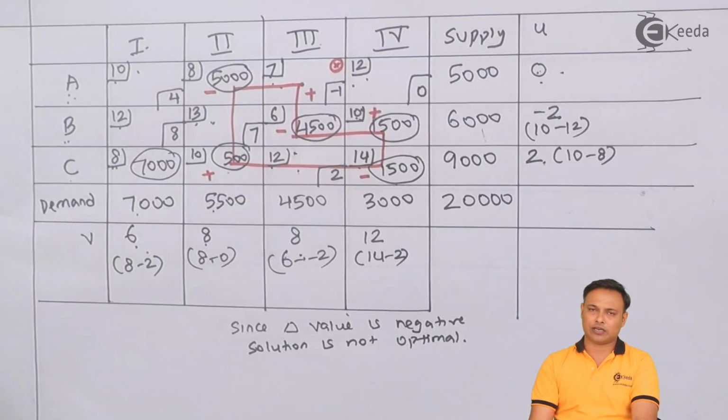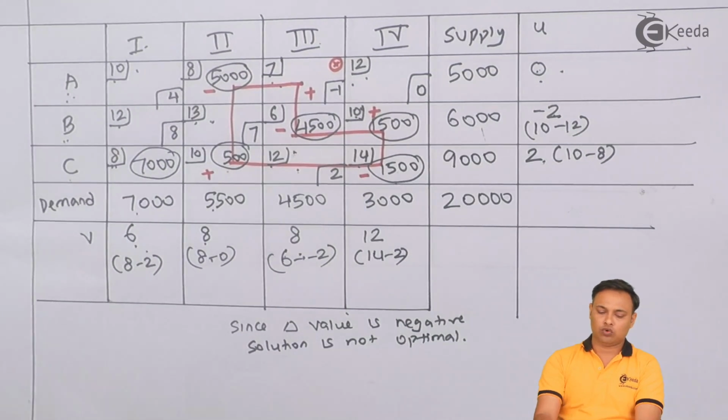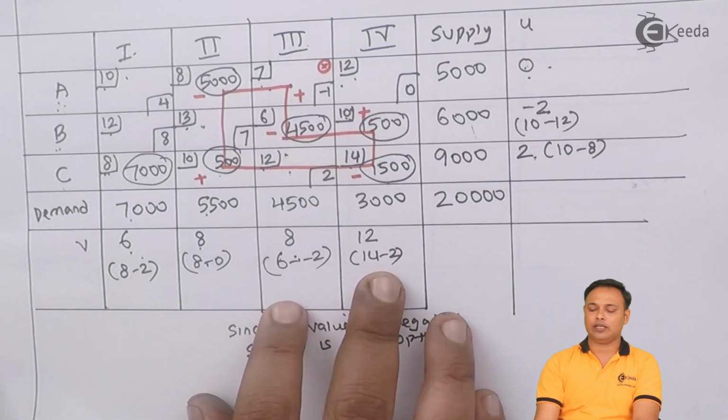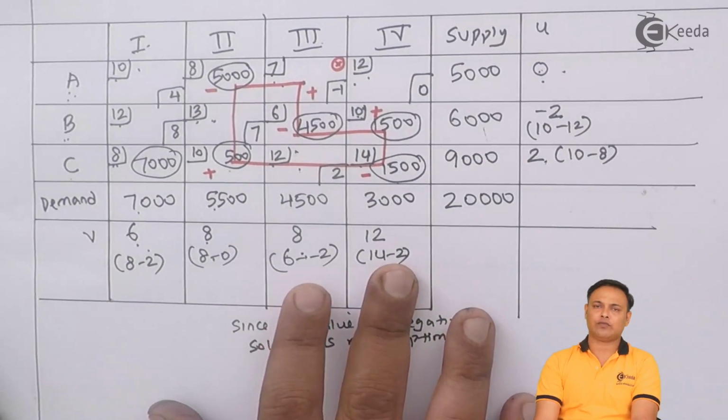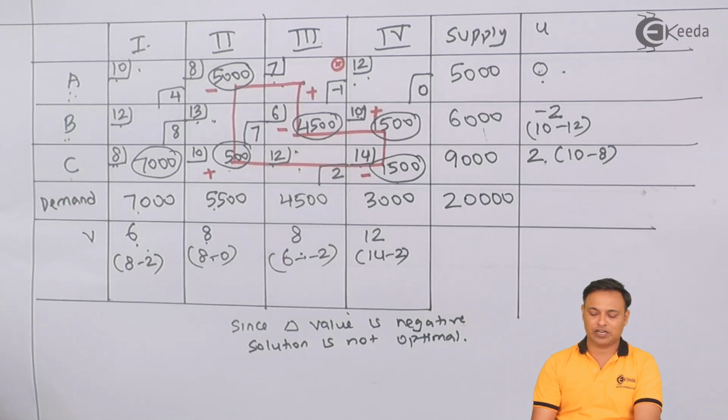Drawing a loop is a trick that can be learned only by practicing. You can't do it randomly. And remember one thing, for every unoccupied cell, there will be only one and one loop. Let's proceed further.